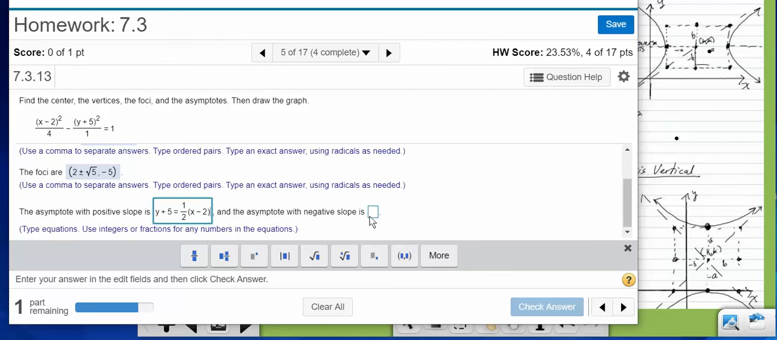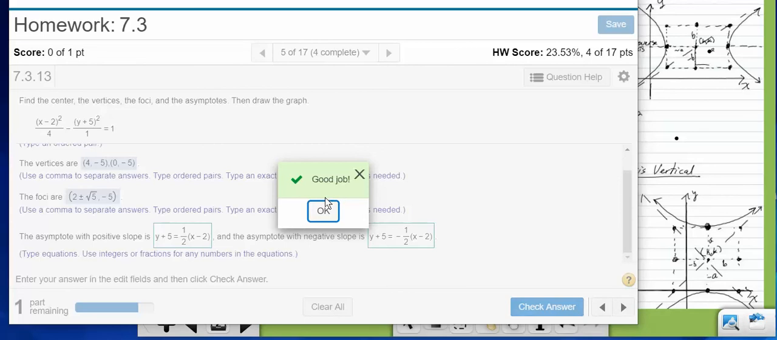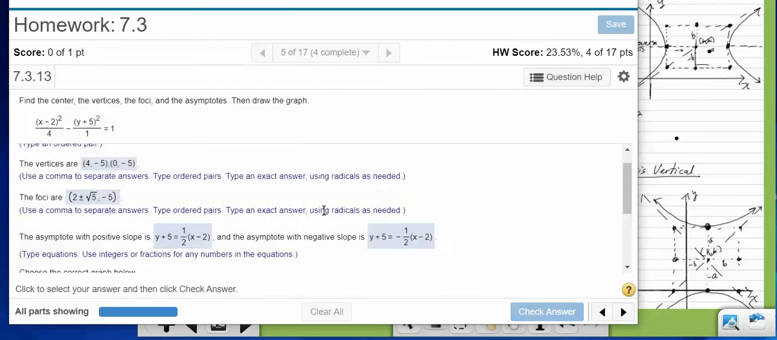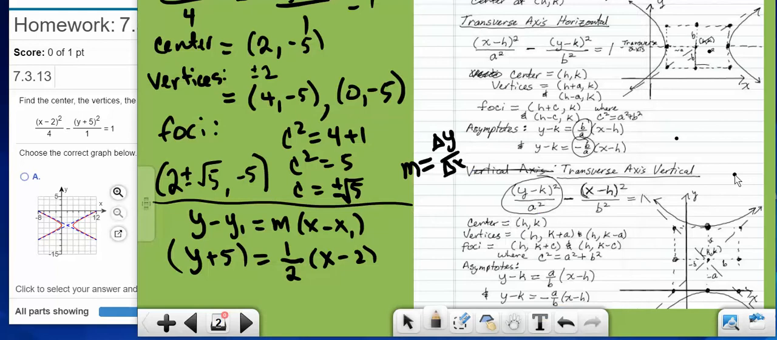Okay, let's see, and the negative slope. Okay, I'm going to copy this, paste it, and squeeze a minus in front of here. See if they like that or not. Okay, good, perfect. So we don't have to simplify it, just leave it like that. So that's point slope form. All right, and then the graph.